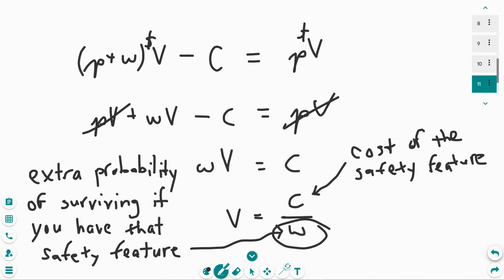So you divide the cost of the safety feature by the amount that you reduce your risk of death, and that gives you this V, this payoff to being alive. In some sense, this is a revealed preference where this is the implied payoff to being alive, which would justify the purchase of this safety feature, which costs C and reduces your probability of dying by omega.